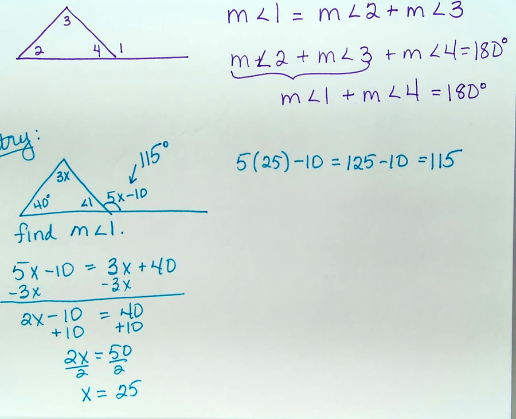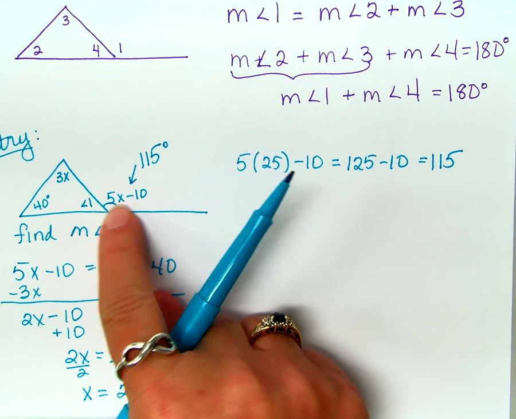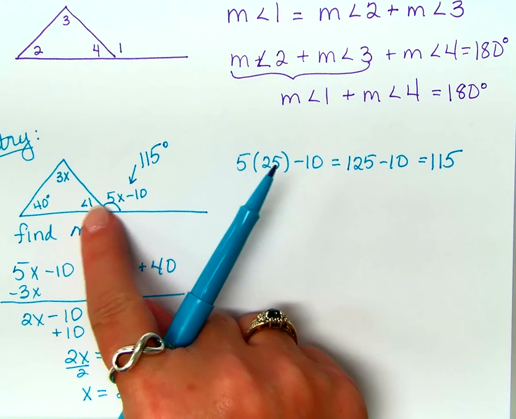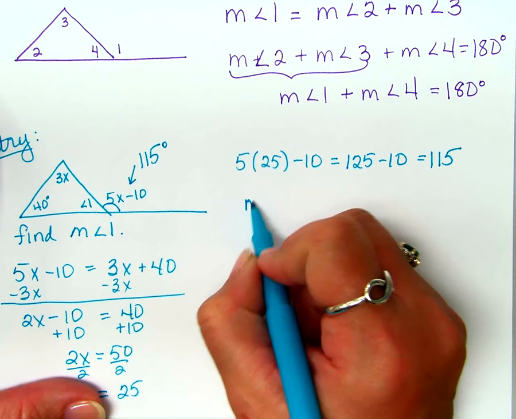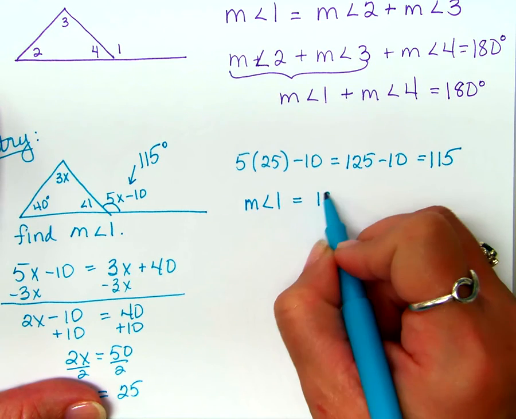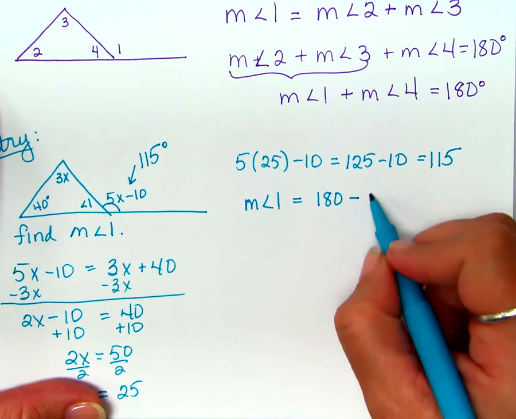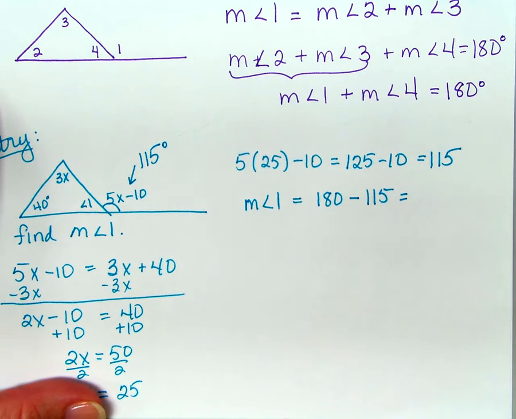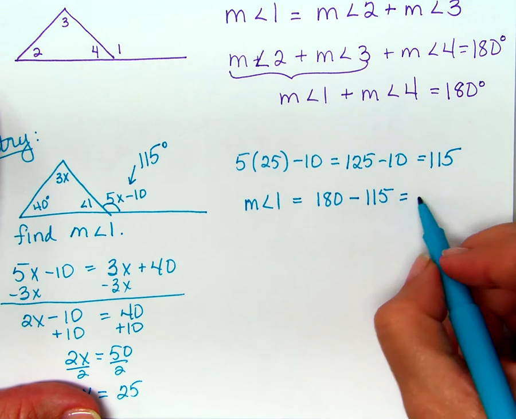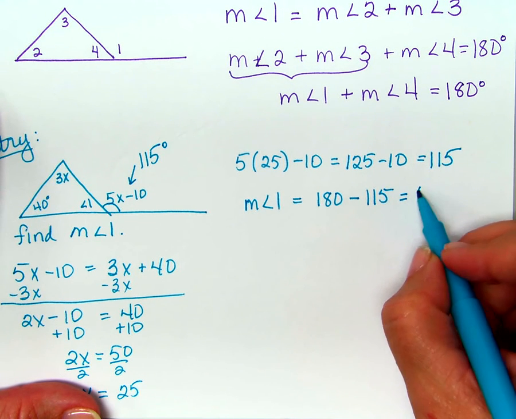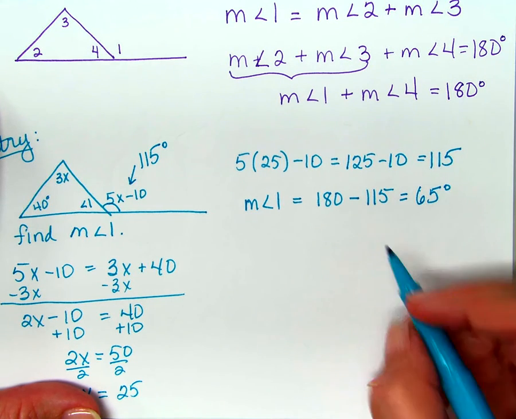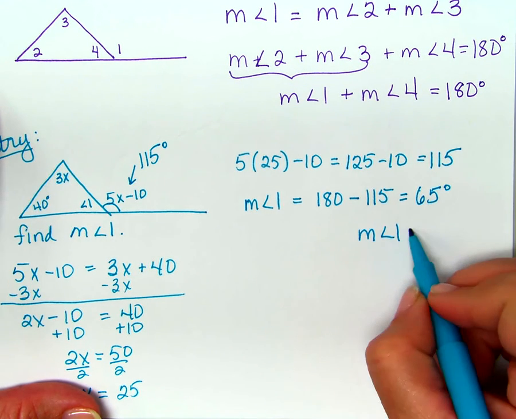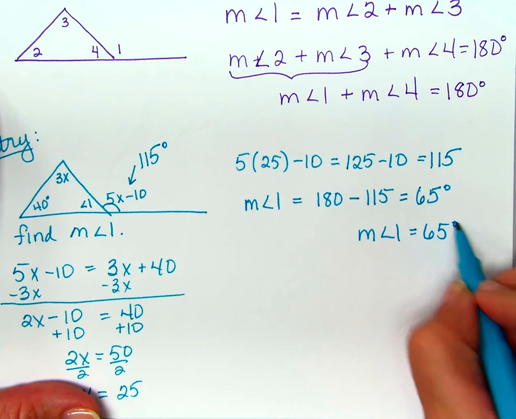Well, if I know the measure of this one, and I'm trying to find the measure of angle 1, what are those two supposed to add up to equal? Okay, so the measure of angle 1 should equal 180 minus 115. What is 180 minus 115? 65. So the measure of angle 1 is 65 degrees.